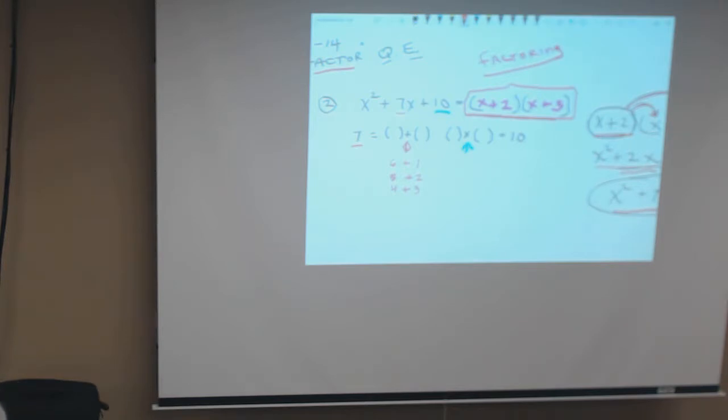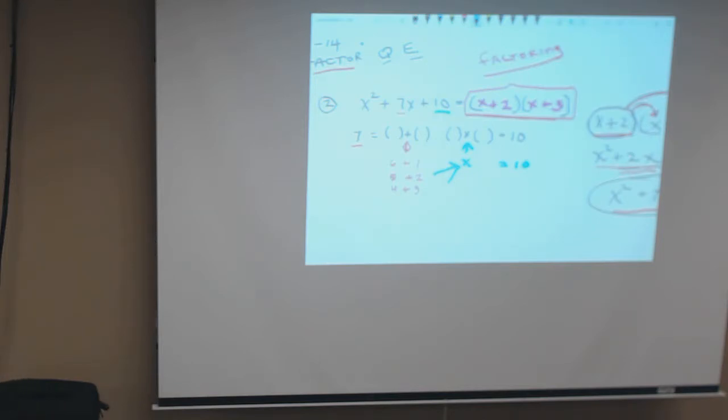Is that all of them? Looks like it. Now, which two things multiplied would equal 10? 6 times 1 is 6, 5 times 2 is 10, 4 times 3 is 12. Aha! There it is right there. Do you see it?